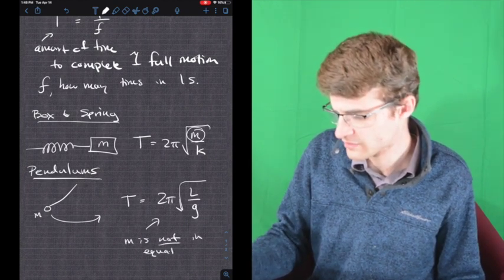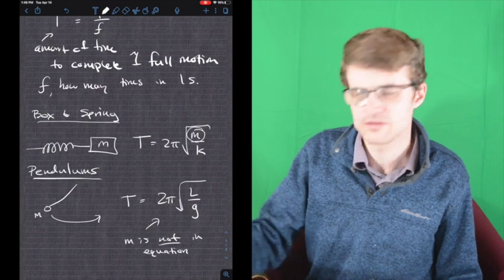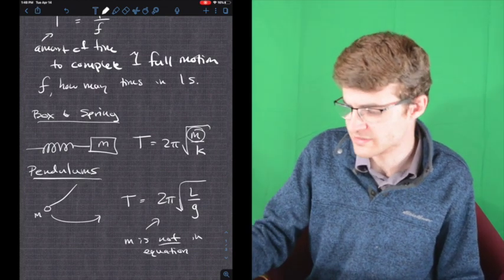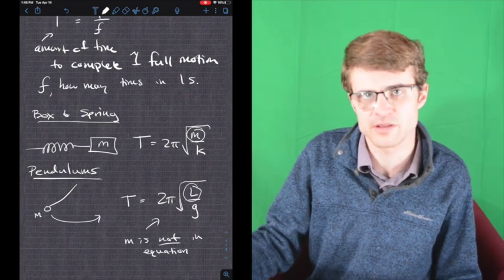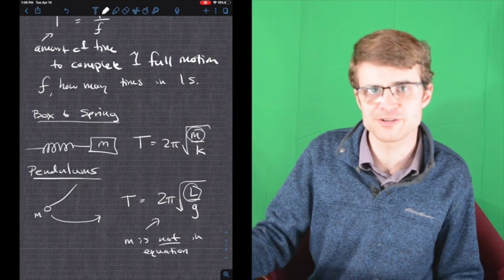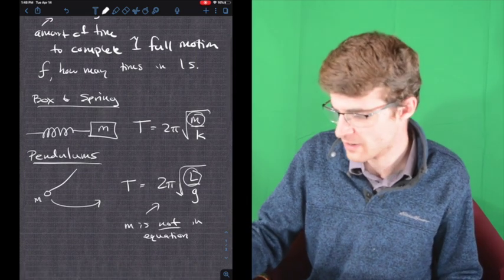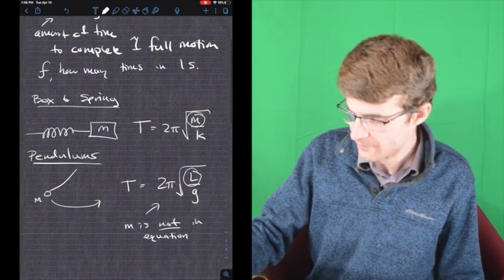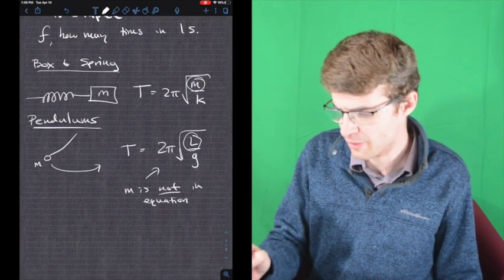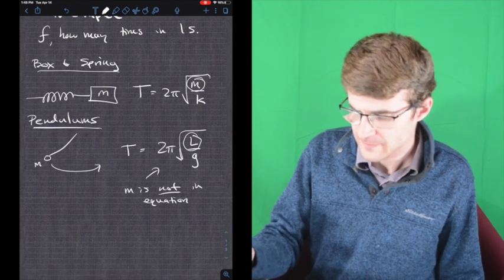So regardless of how much mass is attached to the end, it will swing at the same rate. It'll complete the motion in the same amount of time, provided that the length of the pendulum is the same. So this is the property of pendulums that Galileo was fascinated by. Okay, so there's a couple of ways we can characterize the oscillatory motion.